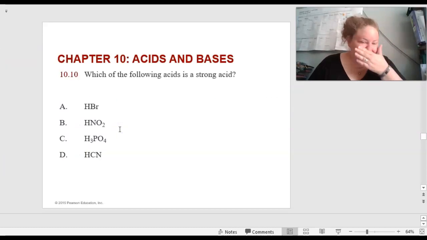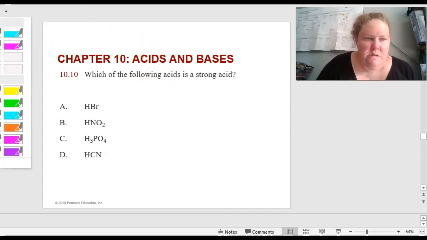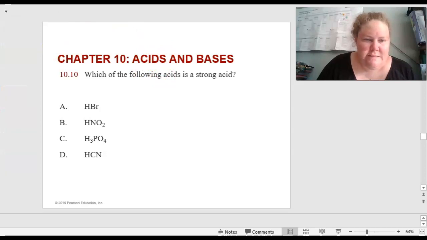Okay, so your strong acids, there's going to be hydroiodic acid, hydrobromic acid, perchloric acid, hydrochloric acid, sulfuric acid, nitric acid, and hydronium ion. Those are all listed in a table of which ones are going to be your strong acids.